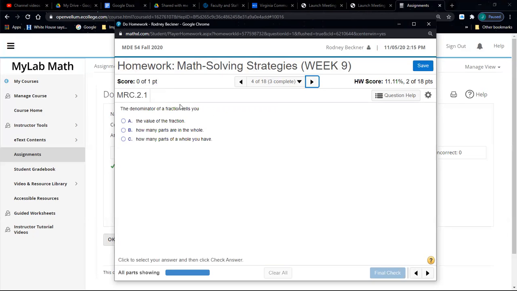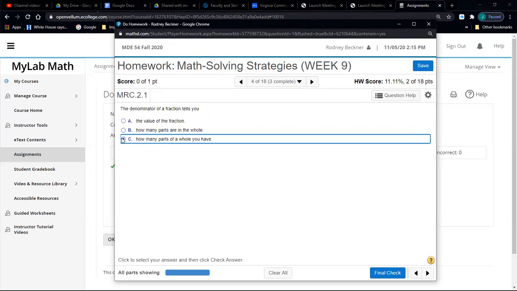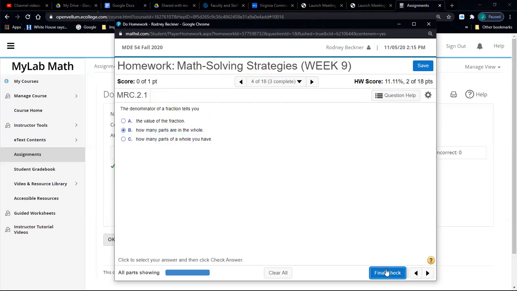The denominator of a fraction tells you, oh, you better know this. The value of the fraction, how many parts are in the whole, how many parts of a whole you have. Now, this is going to relate to how we were describing percent problems, part to whole ratios, part over whole. So the top is the part, the bottom is the whole. So how many parts are in the whole? Well, that would be the top. How many parts of a whole you have? Hold on, I read that backwards. How many parts of a whole you have? That would actually be the number of parts. How many parts are in the whole? That's poorly phrased, but it is the whole.